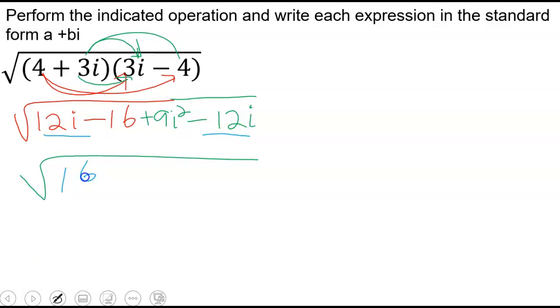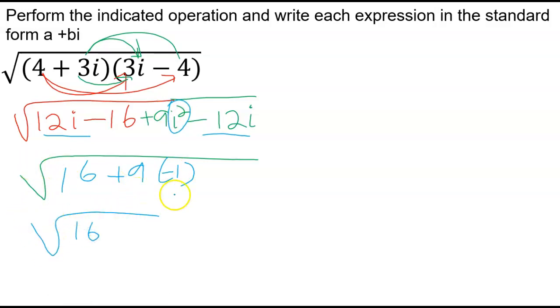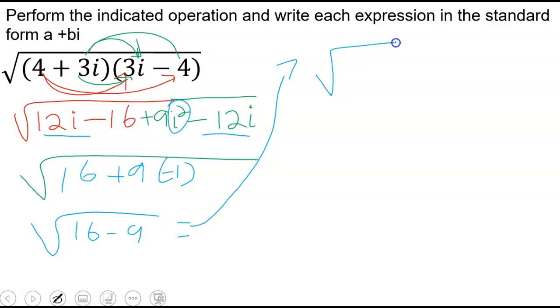So we have 16 plus 9. But then i squared is negative 1. So that is 16. Then 9 times negative 1 is negative 9. And that gives us, I'll bring it up here. So negative 16 minus 9 is negative 25.